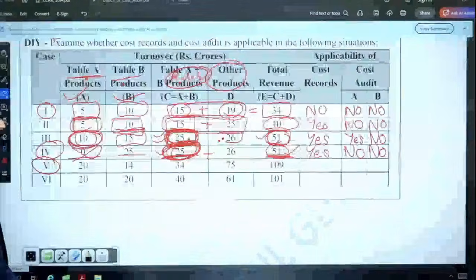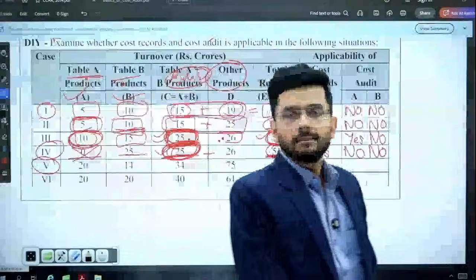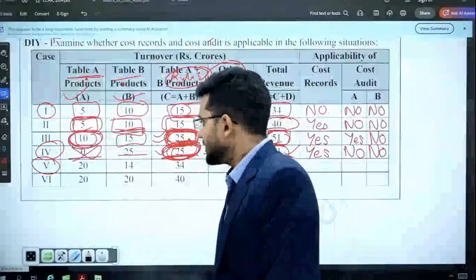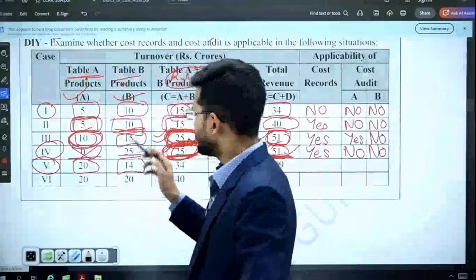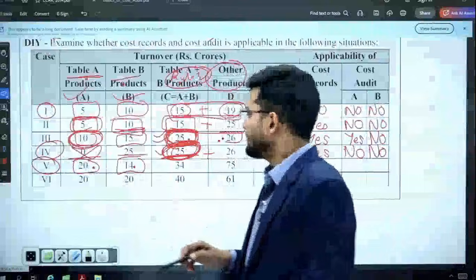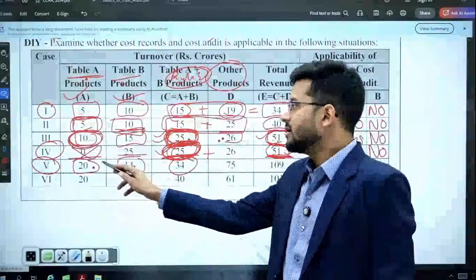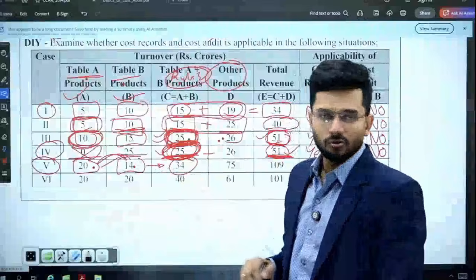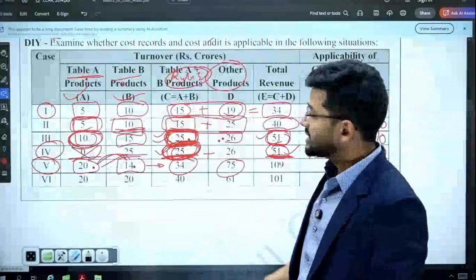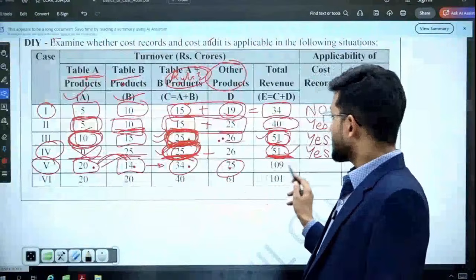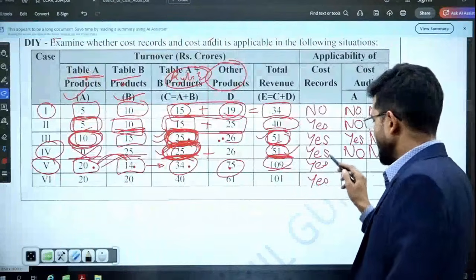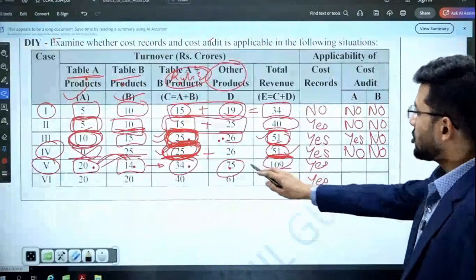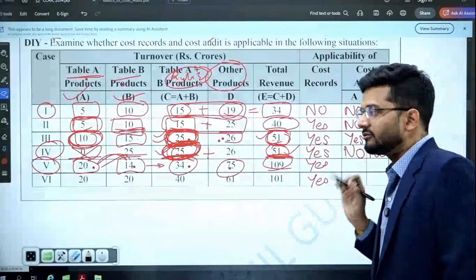Okay, next is case 5th. In case 5th, table A product is being produced for turnover of 20 crores. Table B product is being produced for 14 crores. So total of table A and B products is 34 crores. Other product is 75 crore. 75 plus 34 is 109 crores. So first of all, is cost records applicable? Yes. So cost records is a yes. 35 crore turnover is crossed.